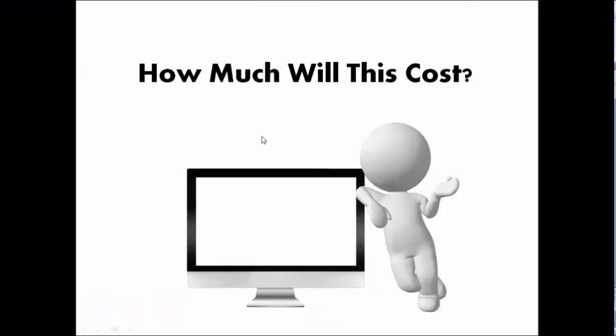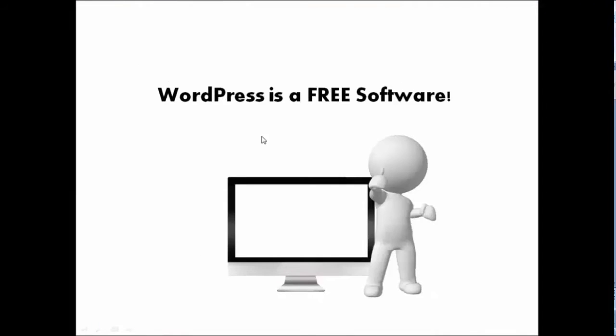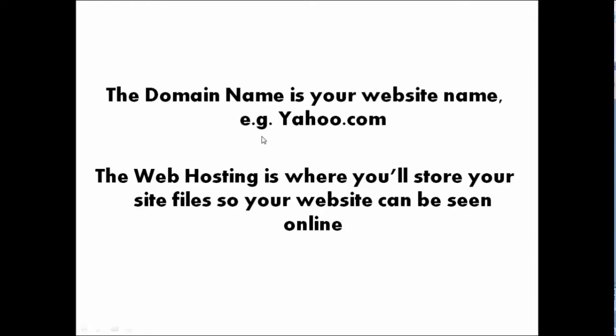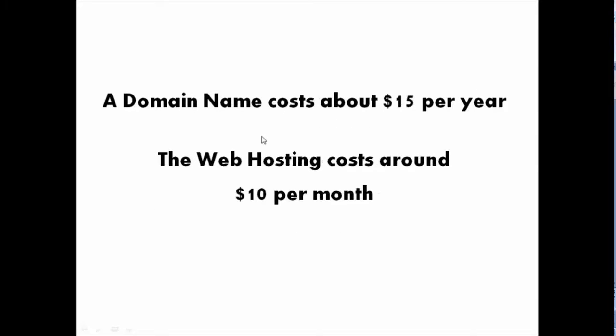Now, I'm sure you're wondering, how much will this cost? WordPress is free software, but to get a website live online, you'll need a domain name and web hosting. The domain name is your website name. For example, yahoo.com is a domain name. And the web hosting is where you'll store your site files so your website can be seen online. A domain name costs about $15 per year, and the web hosting costs around $10 per month. So that's around $11 per month in total.